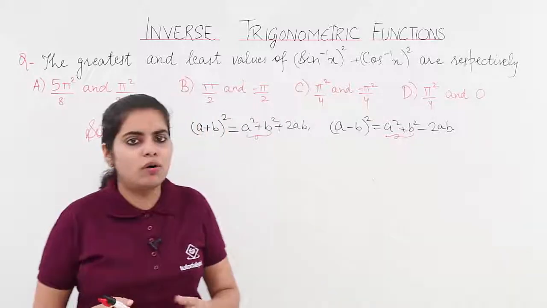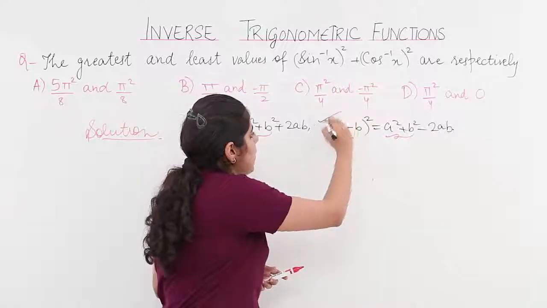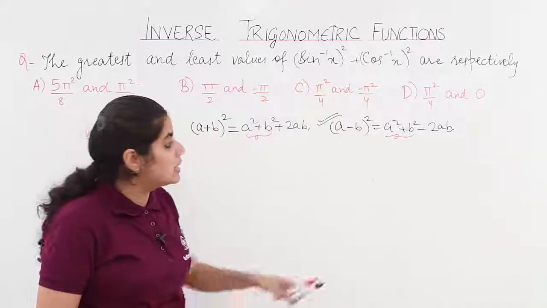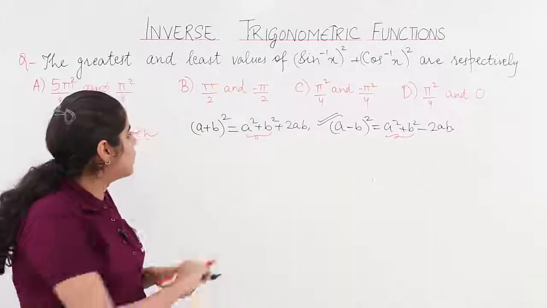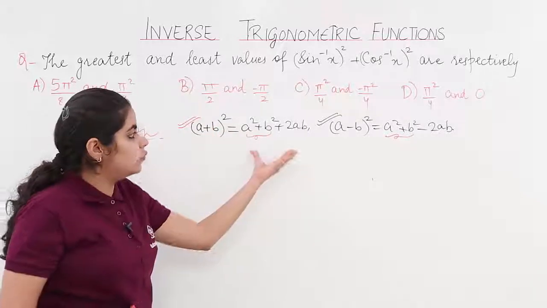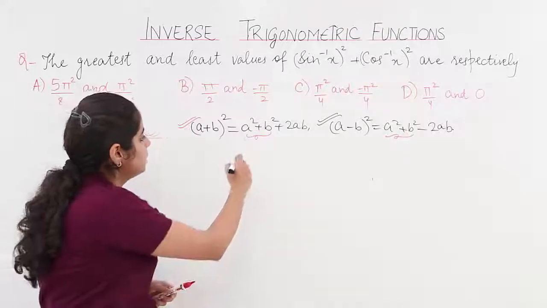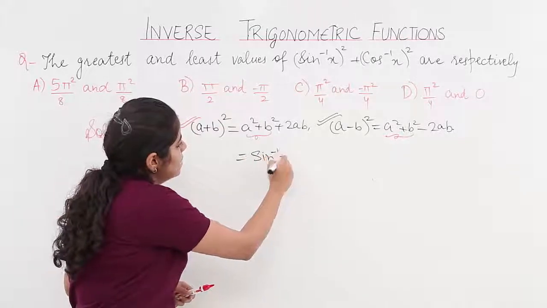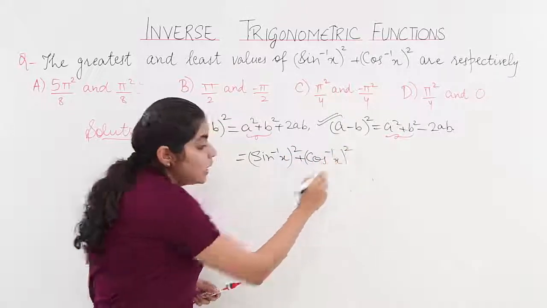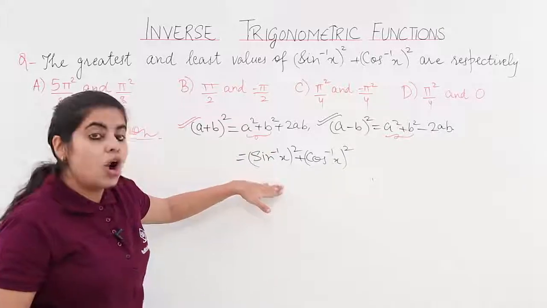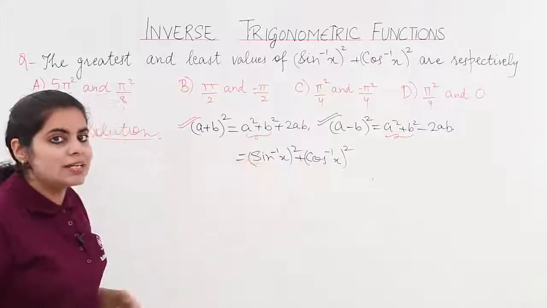So let me choose one of the formulas. Any one can be chosen. Suppose I am choosing the formula for (a minus b) whole square, so that is a square plus b square minus 2ab. Or you can also choose the formula for (a plus b) whole square, wherein it would be a square plus b square plus 2ab. Choosing the first formula, let's write it down. If it is (sine inverse x) whole square plus (cos inverse x) whole square on one side, on the other side we will have (a plus b) whole square minus 2ab. So that is what is needed.